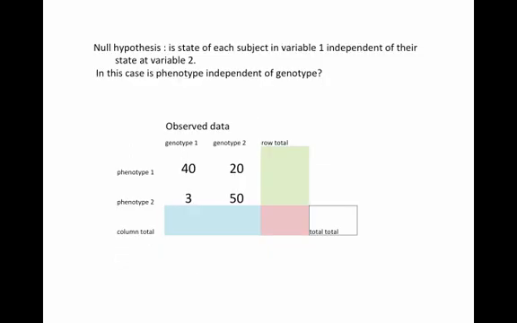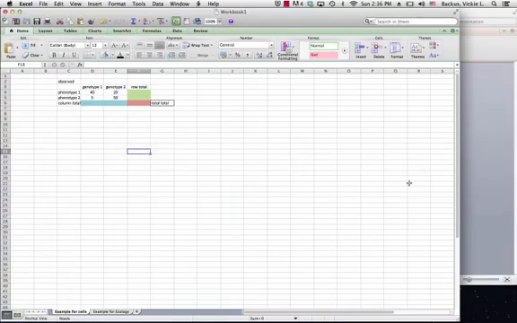Well, let's see how this works. So again, here's my null hypothesis, that the state of each subject in variable 1 is independent of its state at variable 2. And in this case, I'm asking, is phenotype independent of genotype? And here are my observed data. What I'm going to do with these observed data is use Excel to do the calculations to get through that formula. So let me get to Excel.